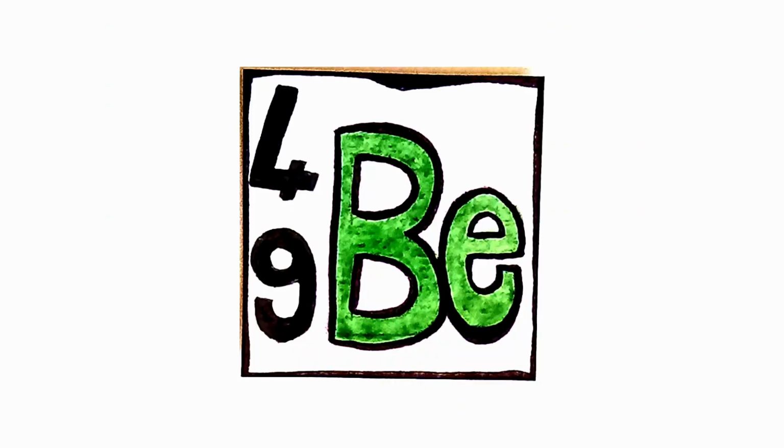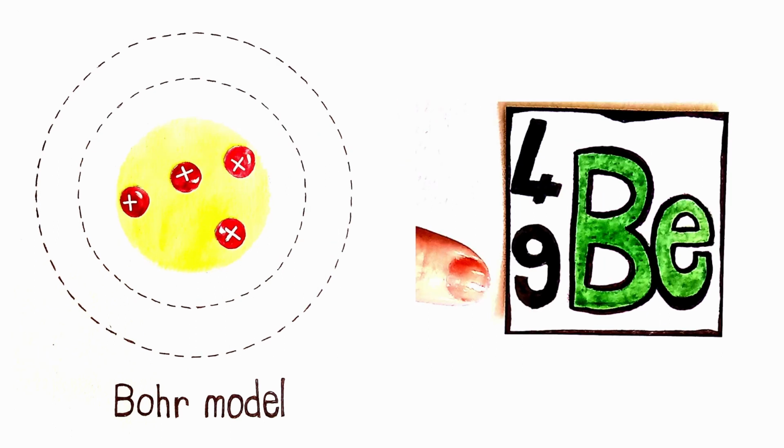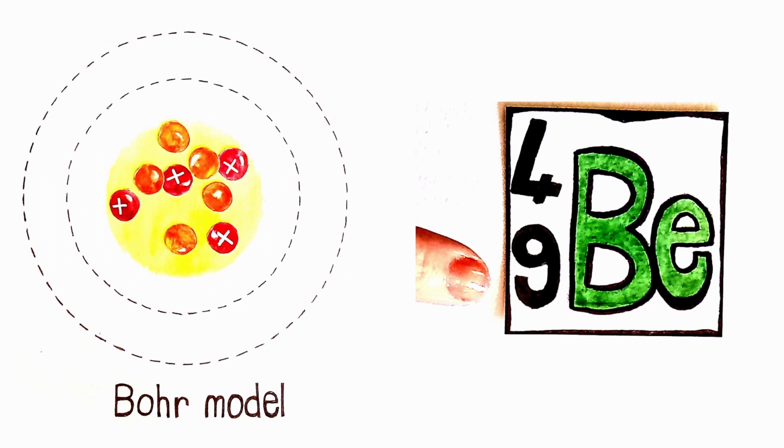Beryllium, element 4. Beryllium has an atomic number of 4. Therefore, we have to add 4 protons. Beryllium has a mass number of 9. Therefore, we know that the nucleus consists of 9 nucleons. We already added 4 protons, so 9 minus 4 gives us 5. We need to add 5 neutrons in order to have 9 nucleons inside of the nucleus. Now we have 9 nucleons inside of the nucleus.